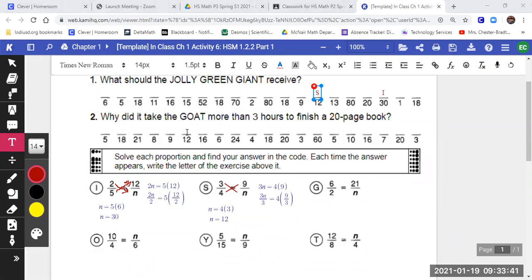I see a 12 here. I'm going to put an S. Let's see, where else is there a 12? Any more 12s? I don't see any. Am I missing any? Did I miss any?